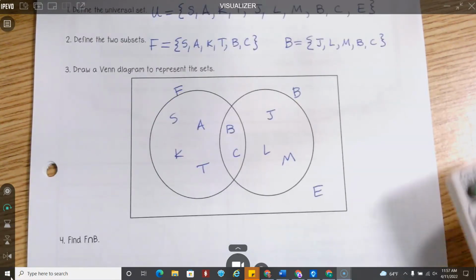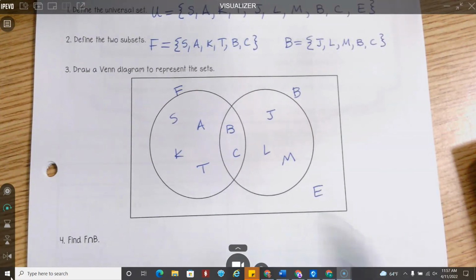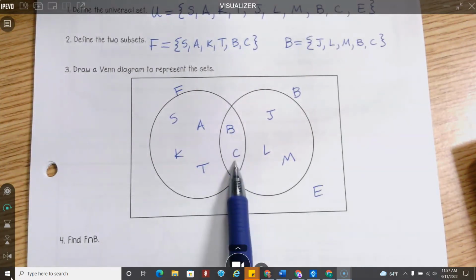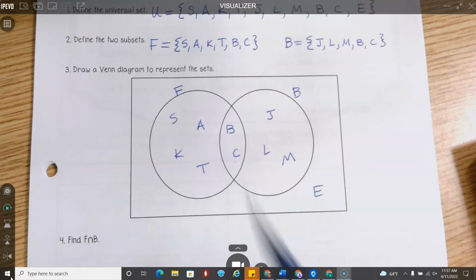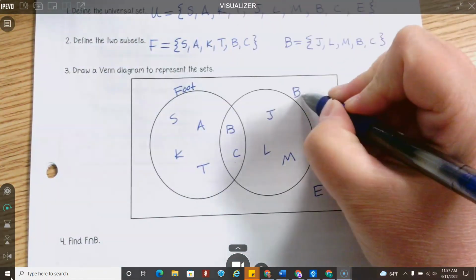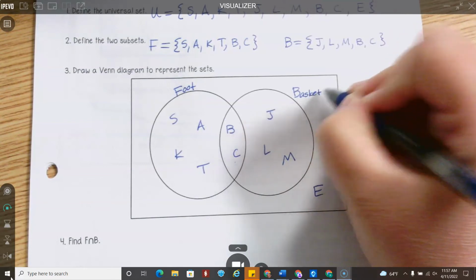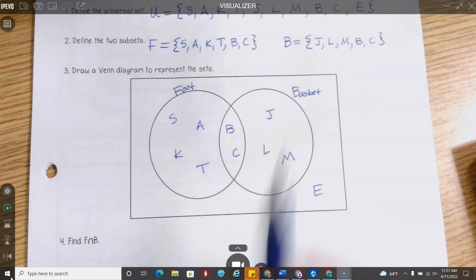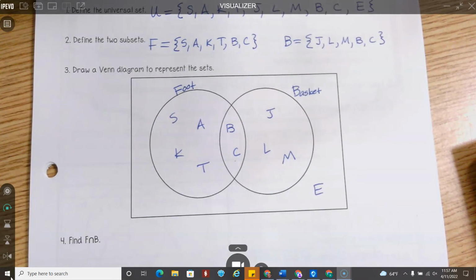Okay, see if you got the same thing as me. Your intersection should have Brittany and Caleb in it. I don't really like that these are single letters. Let's do this: Football, Basketball, because it might be confusing that this is a B and that's a B. Don't forget to put Ethan outside the circles because Ethan said he didn't like either one.